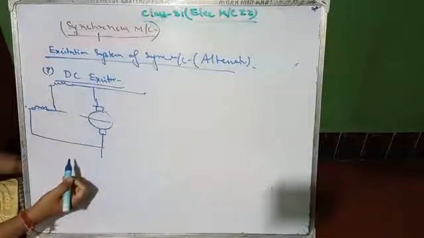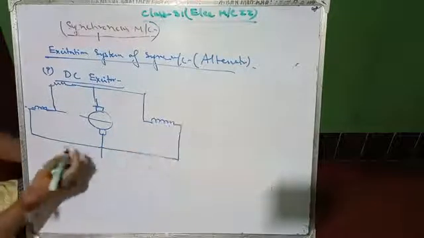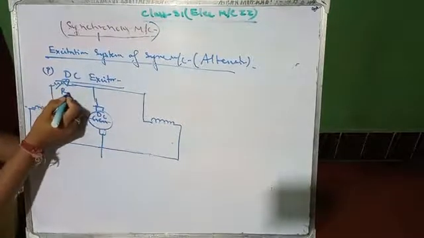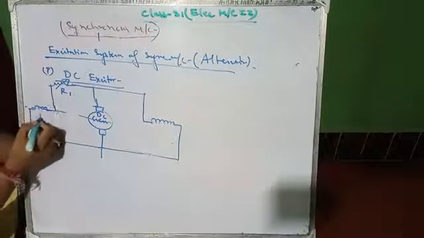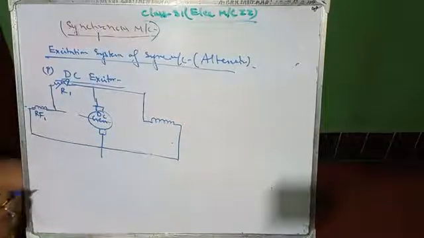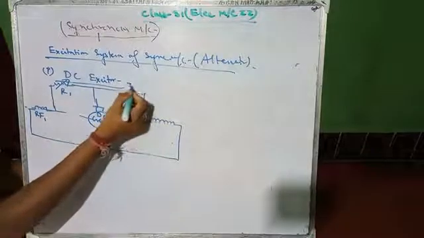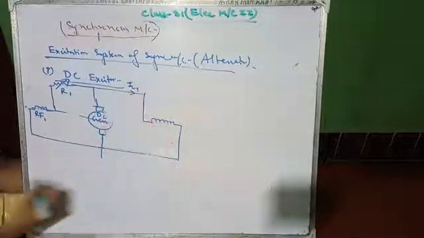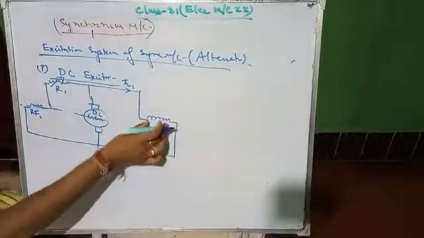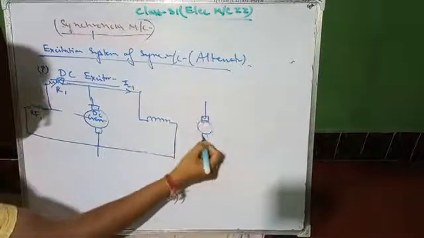This DC generator output will be connected to an inductor. This is a DC shunt generator, and this resistance is a variable resistance, suppose R1, and this is the field resistance RF1, that is the generator shunt field. This generator will produce a current, suppose IL1, to this inductor. This inductor is nothing but the main field winding.